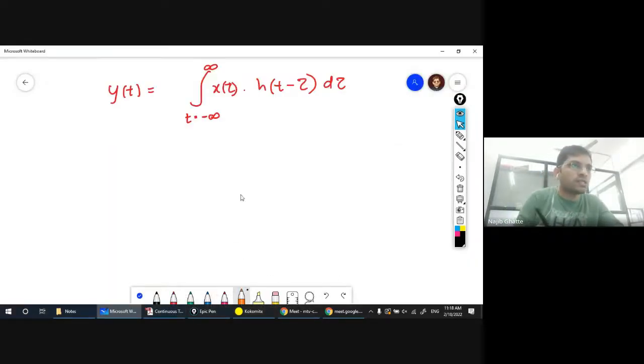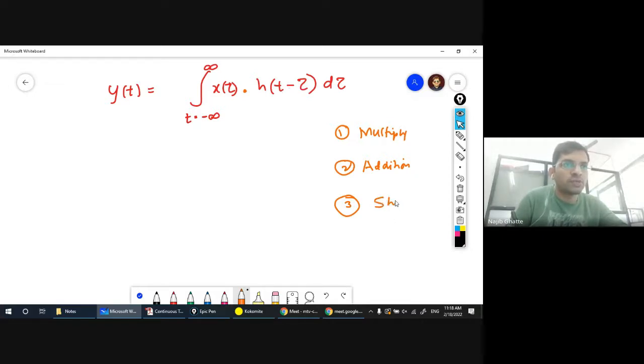So in this case, if you try to look out, I have certain things. First, you have a multiplication sign involved. Second is integration. Integration is basically addition, so you have an addition involved in this case. Third, what you have involved is the shifting, t minus tau. The shifting operation is happening in this case.